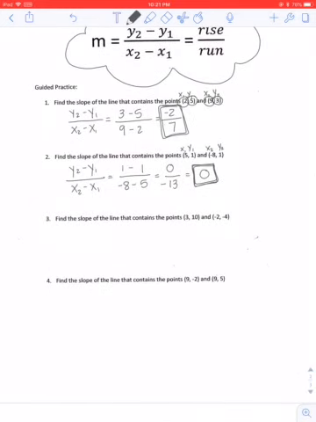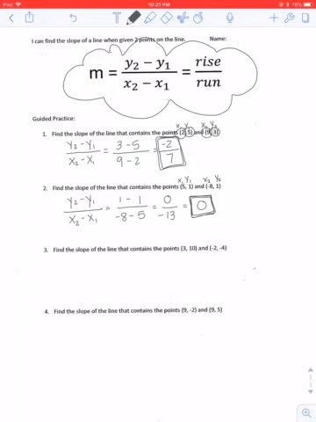For 3 and 4, if you want to try them on your own and then check with this video, I'll go ahead and pause here for a second so you can pause the video. Okay, for those of you that maybe finished the question and you're checking, or those of you still just following along with me, let's do these together.